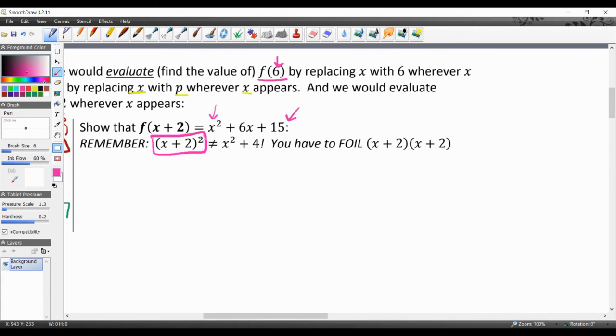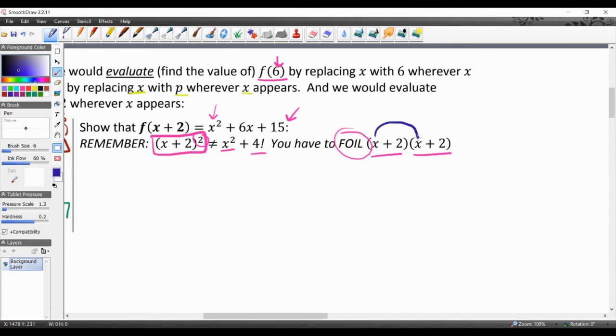So x plus 2 squared, this little 2 means that there's two of them. So that means I have an x plus 2 here and an x plus 2 here. And we're just going to use something called FOIL. Now, FOIL does not mean we're going to have x times x is x squared and 2 times 2 is 4, and that's it. We have to go through the motions. So we're going to do this one kind of quickly.